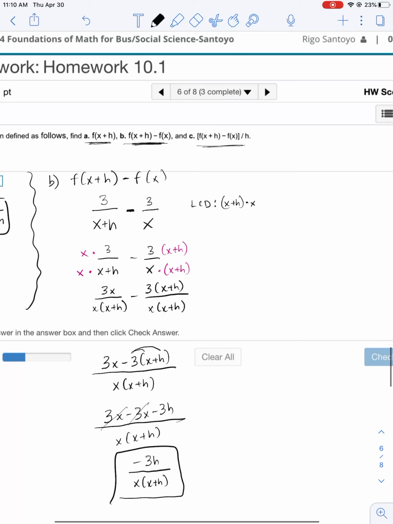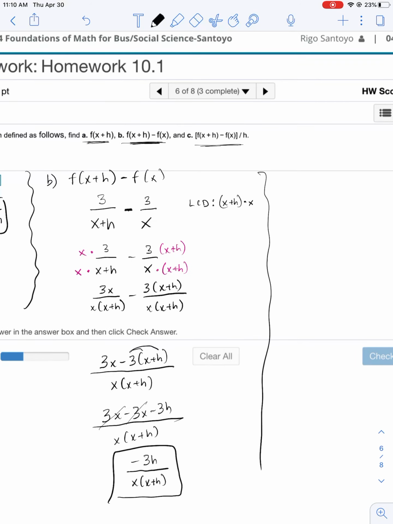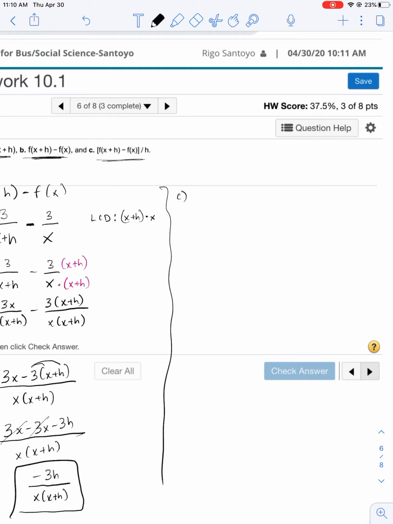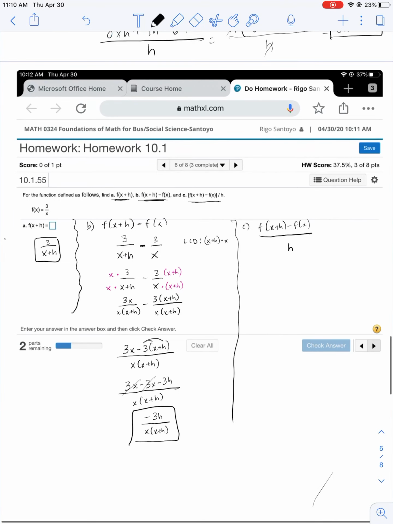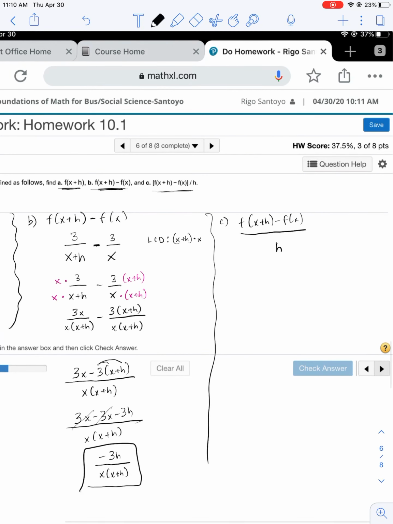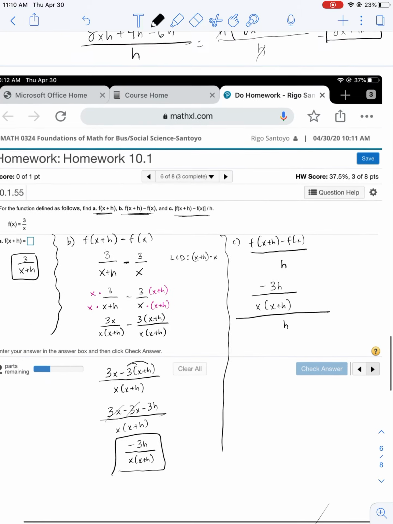All right, very good. Now we can do C, which is to find f of x plus h minus f of x, over h. And just like before, this top part, we already know. This top part is this as our answer. So I'm just going to rewrite that. This is negative 3h over x, open parentheses, x plus h. This entire thing is over h.